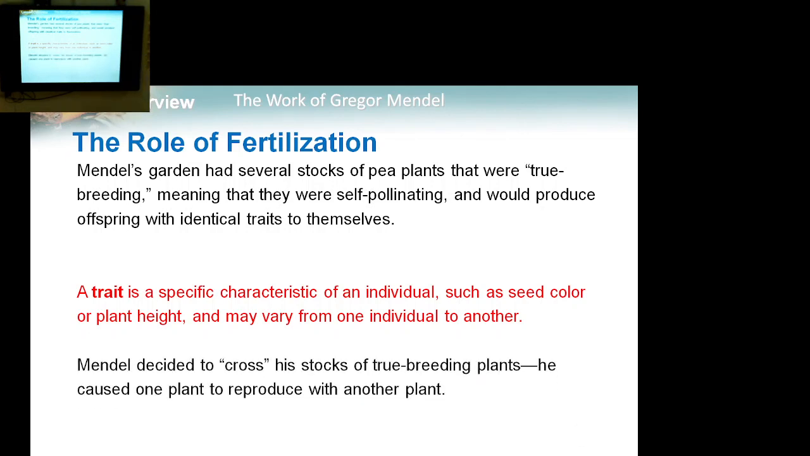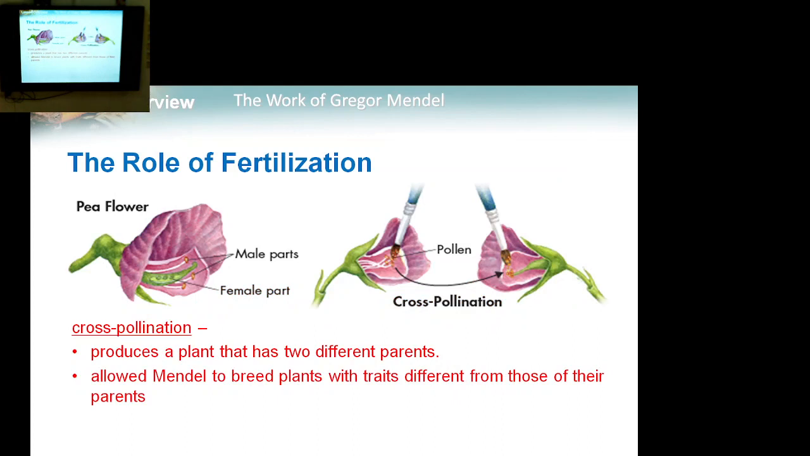Mendel decided to cross his stocks of true-breeding plants, using one plant to reproduce with another plant. So he worked against self-pollination. In his experiment, he made a cross-pollination. What do we mean by cross-pollination? It produces a plant that has two different parents. He would remove one of the plant's parts, either the male part or the female part, and then transport the pollen from one plant to another plant. That's what we mean by cross-pollination, which is the opposite of self-pollination.